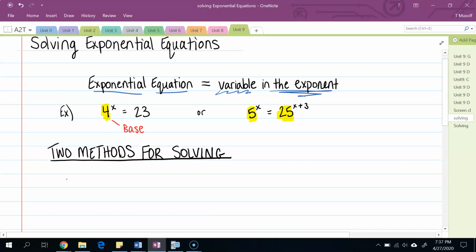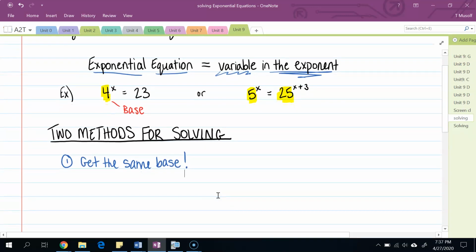The first method for solving an exponential is to get the same base. I'll give you an example of that. Suppose I had the equation 4 to the x equals 16. Remember, when we reference bases, we're talking about these numbers here. If I want those bases to be the same, I'm trying to ask myself, is there any way to rewrite it so that it's the smaller base?